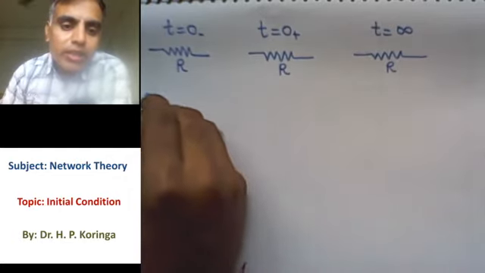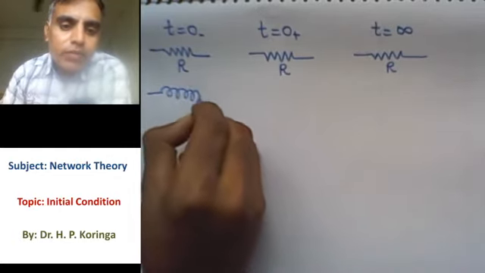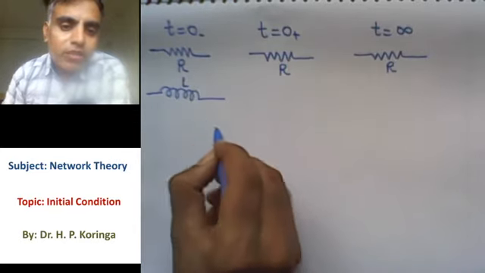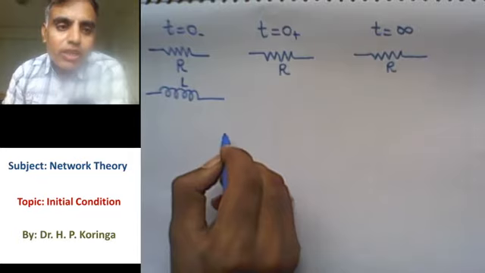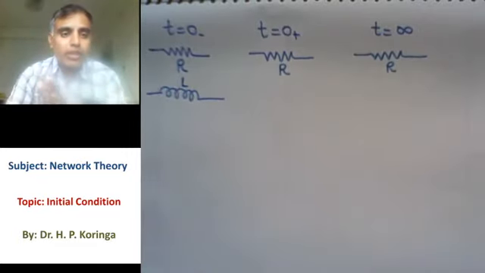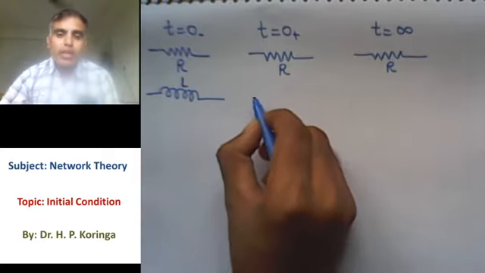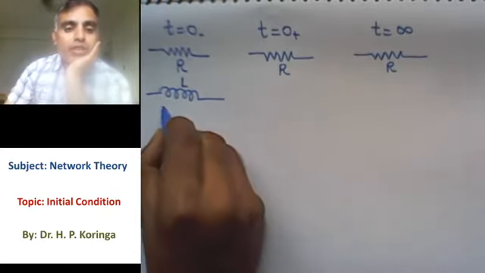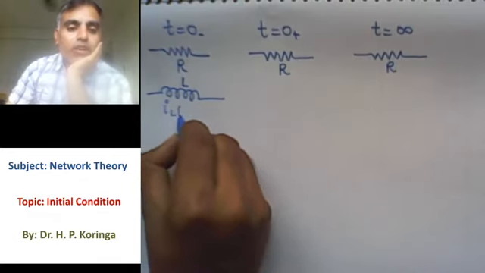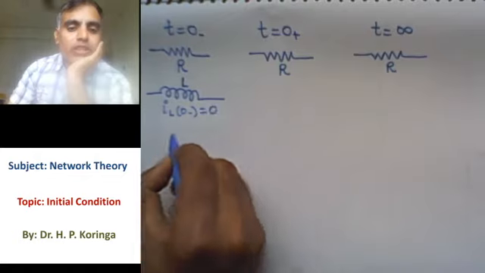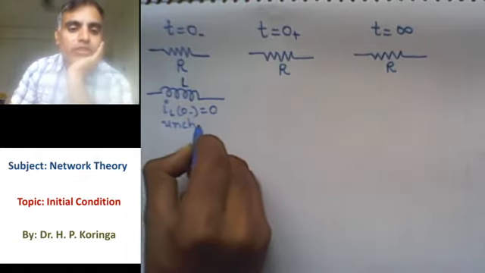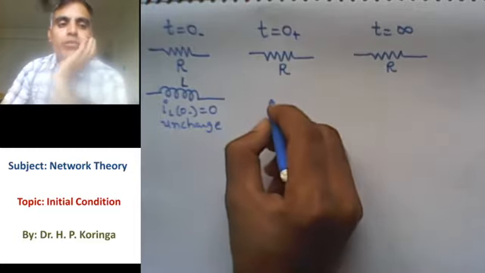Now let's talk about the inductor. Take any uncharged inductor, meaning an inductor which is not connected to any source before the switching. Before the switching it is like an open circuit, not connected to any source, so it is uncharged. So IL(0-) is 0, which means uncharged.